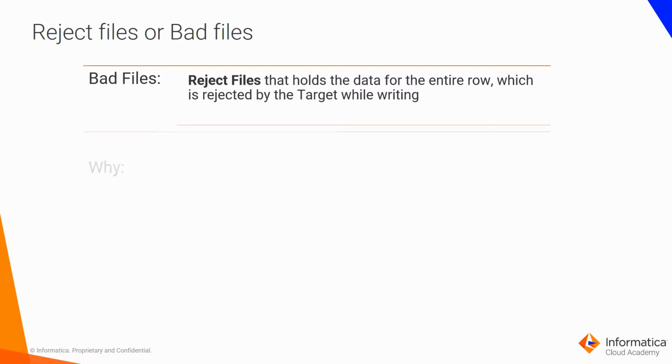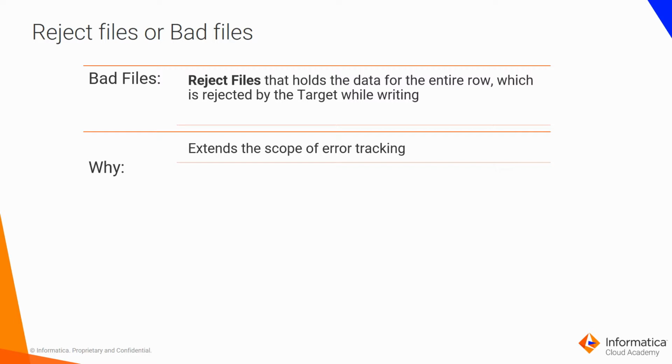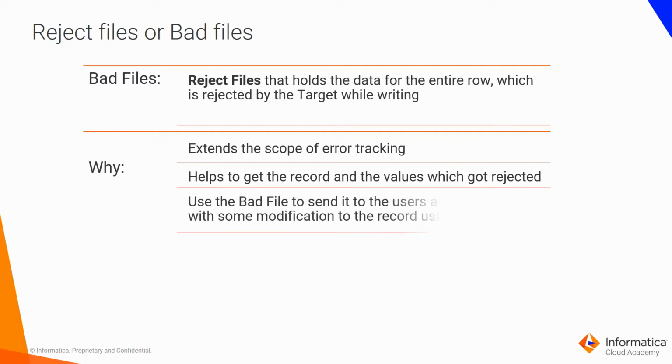Why do we need bad files? Bad files always extend the scope of error tracking. It helps you to get the record and the values which got rejected. And with the help of the information available in the session log, you can perform some analysis to track the exact error and take steps to correct it accordingly. You might also use the bad file to send it to the users as an attachment with some modifications to the record using scripting.